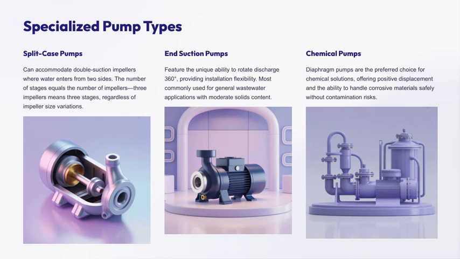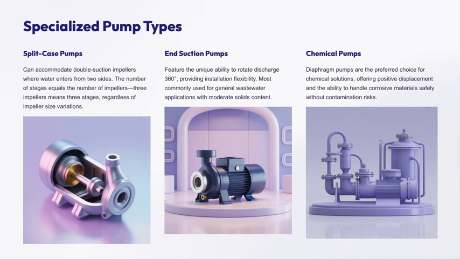First, we have split-case pumps. These pumps are designed to accommodate double-suction impellers, meaning water enters from two sides, which helps balance the hydraulic forces and improves efficiency. An important point to remember is that the number of stages in these pumps equals the number of impellers. So, if a pump has 3 impellers, it will have 3 stages, regardless of any differences in impeller size. Next, we have end suction pumps.